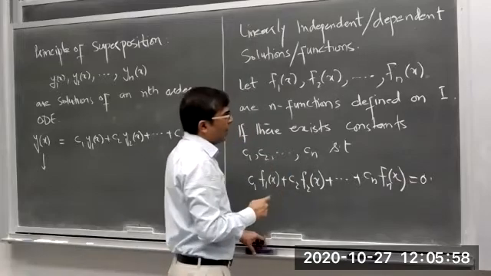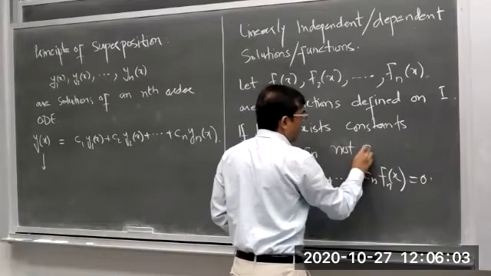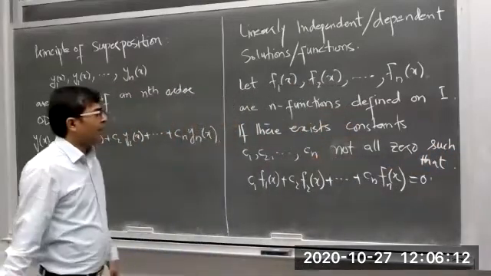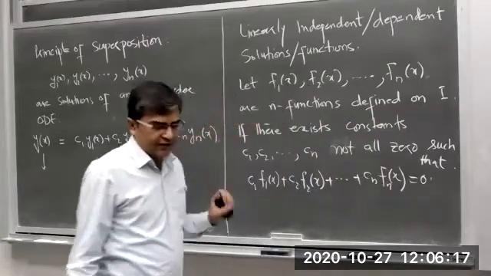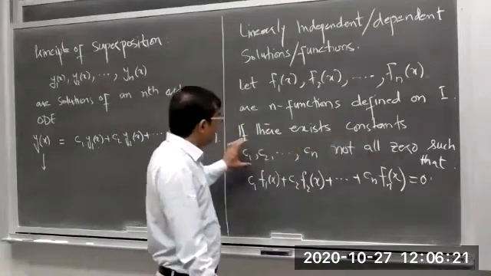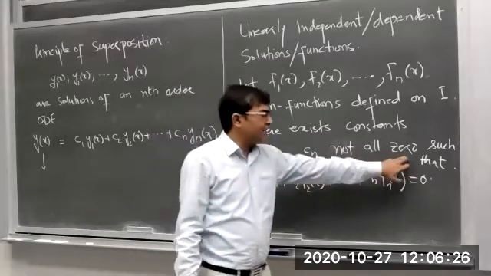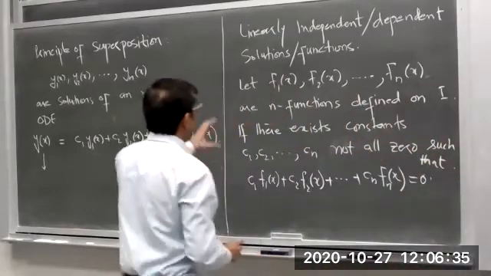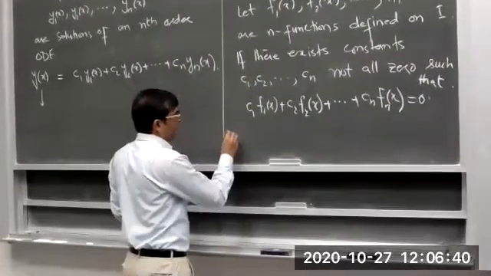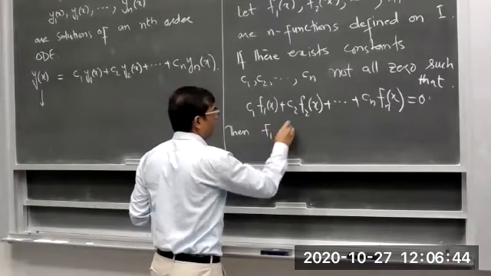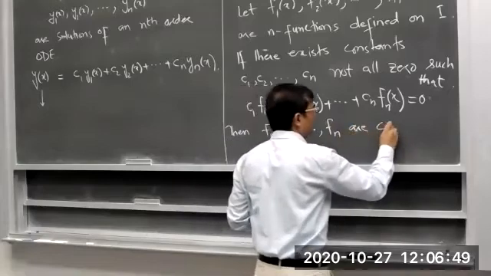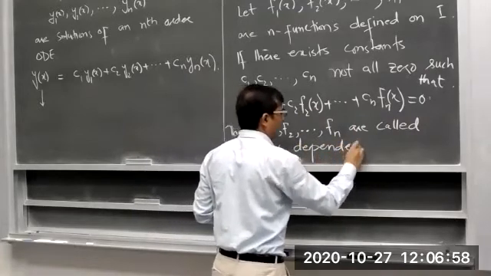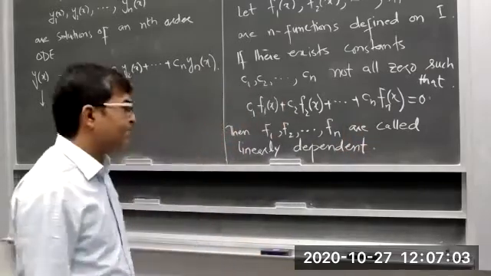if there exist constants, not all 0, such that this equation is satisfied, if there exist constants C1, C2, so on, Cn, not all 0, such that this equation has been satisfied, then we say that the functions f1, f2, so on fn are called linearly dependent. This is basically the definition of linearly dependent functions.